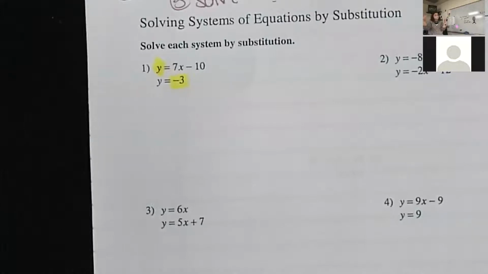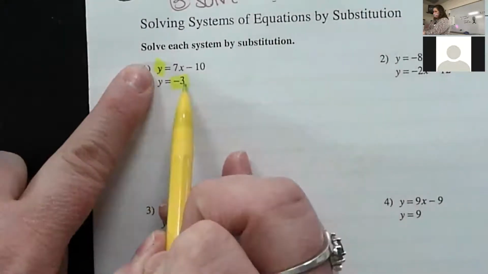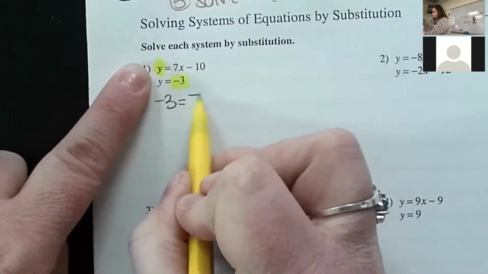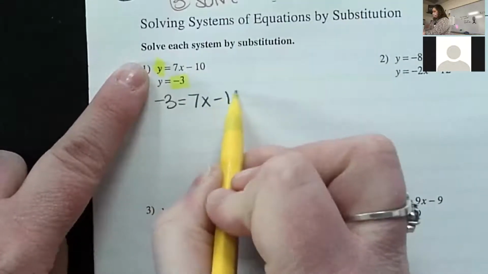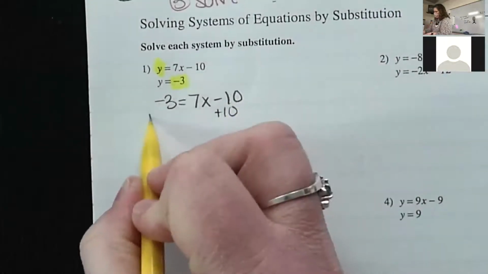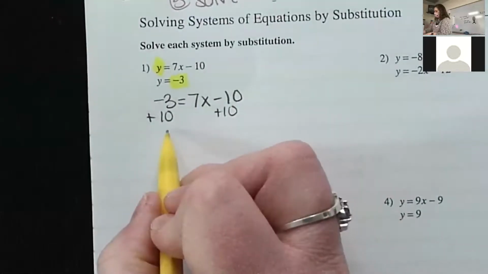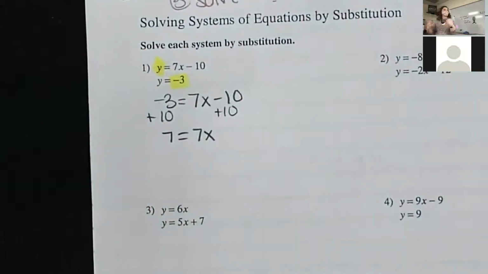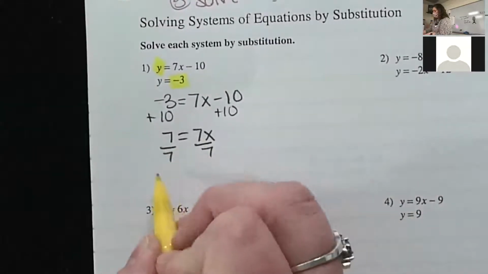Y equals -3. You're going to substitute that into your first equation. So instead of y, what am I going to put? -3 equals, and I'm going to write the rest of it, 7x minus 10. Now I just solve for x like I normally would. So how do I get rid of that minus 10? Plus 10. What is -3 plus 10? 7. Okay, I still want to get x by itself. How do I get rid of that 7 in front of the x? Divide.